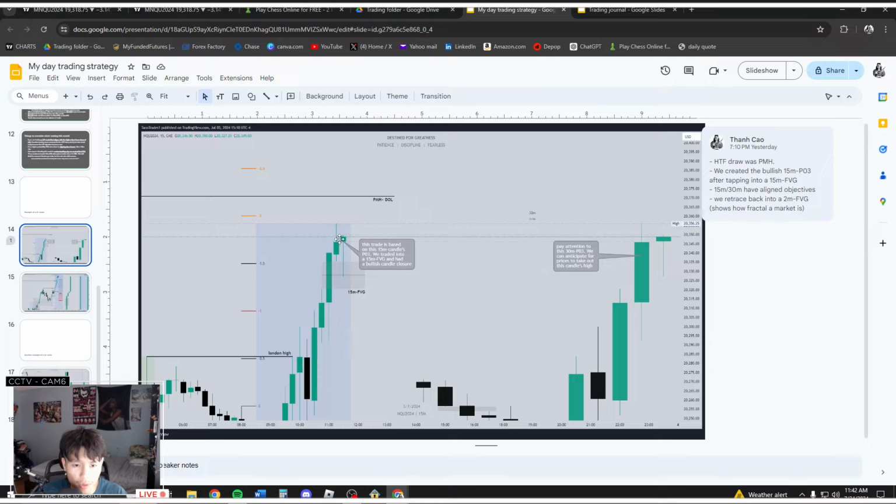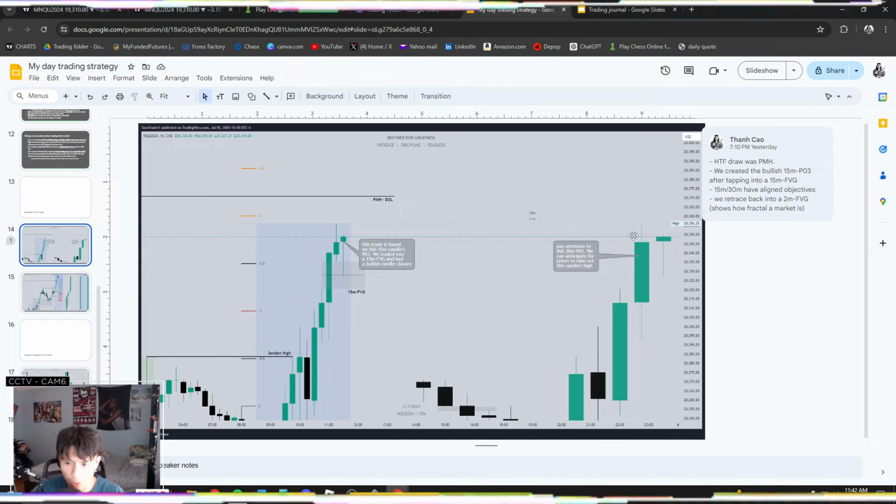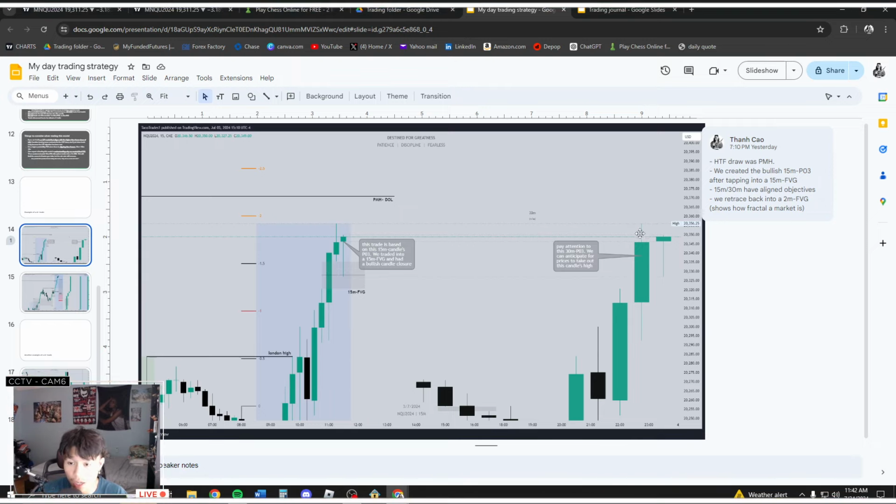So notice how I don't take the initial entry. I don't take my initial entry at the 15-minute fair value gap. I wait until we can get some sort of reaction to it. So we retrace into a 15-minute fair value gap, correct? And I also note out, hey, we closed on this 30-minute candle. We had a pretty bullish 30-minute candle.